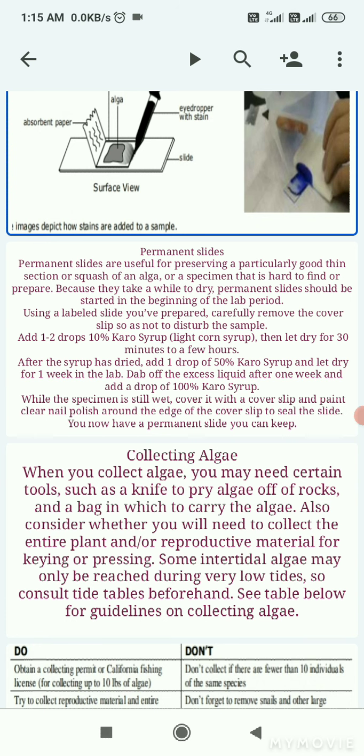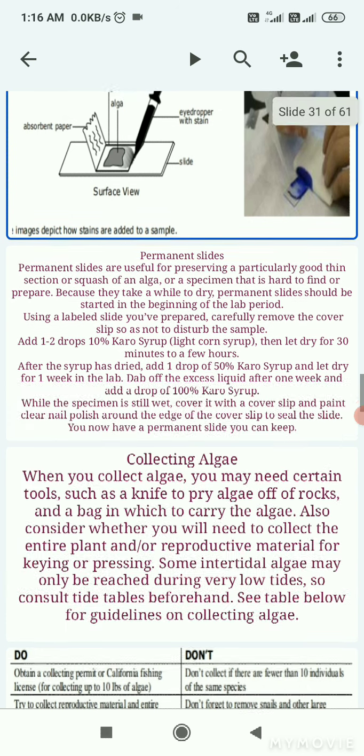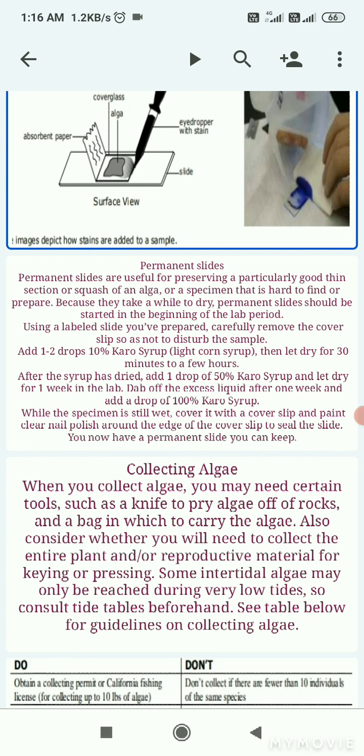At that time, we have to put that slide away from the sunlight. That is the most important thing. Otherwise, your slide can gather many more air bubbles. So in this way, we can make a permanent slide.